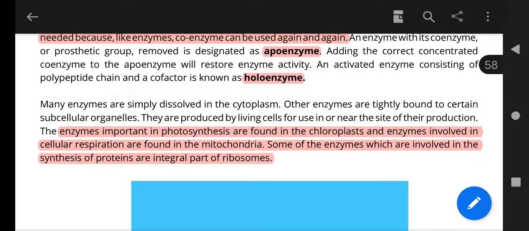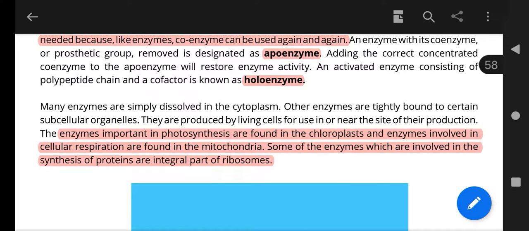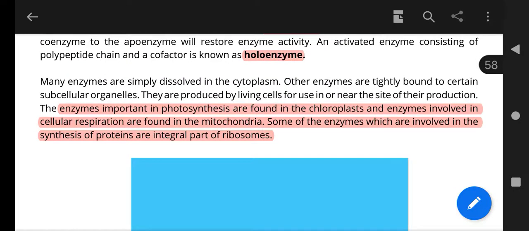So the next is the different sites of the enzyme. Enzymes important in photosynthesis are found in chloroplasts. Enzymes involved in cellular respiration are found in mitochondria. Of course, in whichever organelle there is any action, there would be enzymes. Some of the enzymes involved in the synthesis of protein are an integral part of the ribosomes.